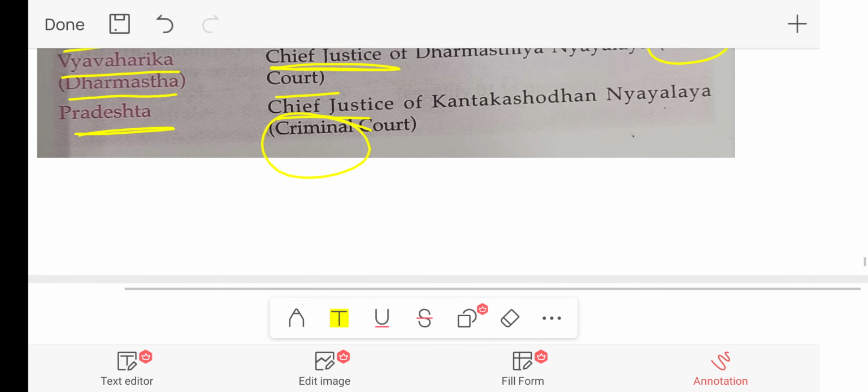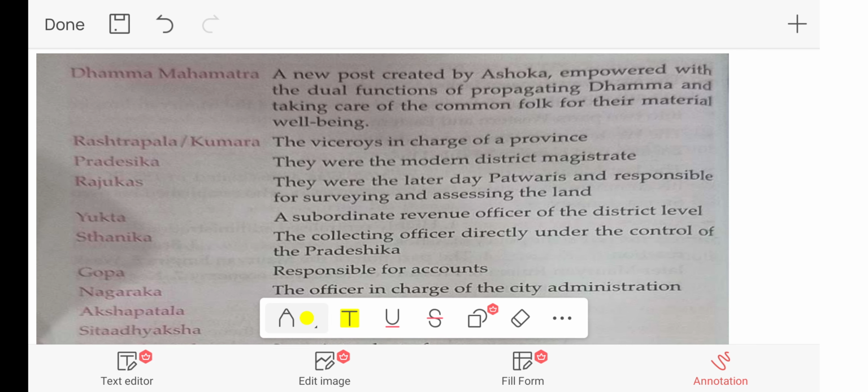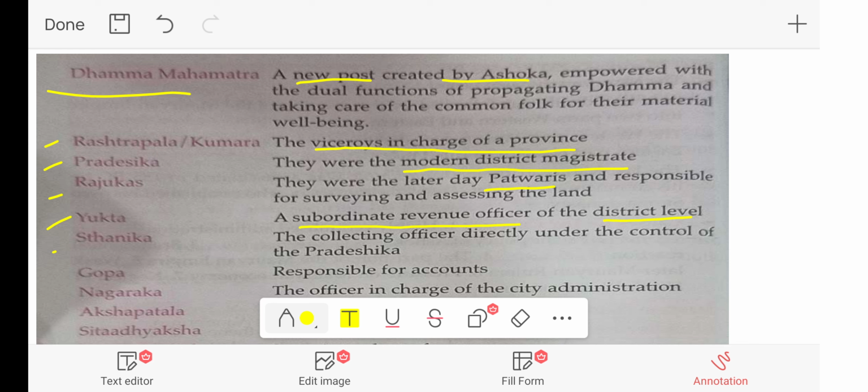Next, Dhamma Mahamatra. It was a new post created by Ashoka, empowered with the dual function of propagating Dhamma and taking care of the common folk for their material well-being. Next, Rashtrapala or Kumara. So they were the viceroys in charge of a province. Next, Pradeshika. They were the modern district magistrate. Rajukas. They were the later-day Patwaris and responsible for surveying and assessing the land. Yukta. So Yukta were a subordinate revenue officer of the district level. Next, Satnika. So Satnika were the collecting officer directly under the control of the Pradeshika.